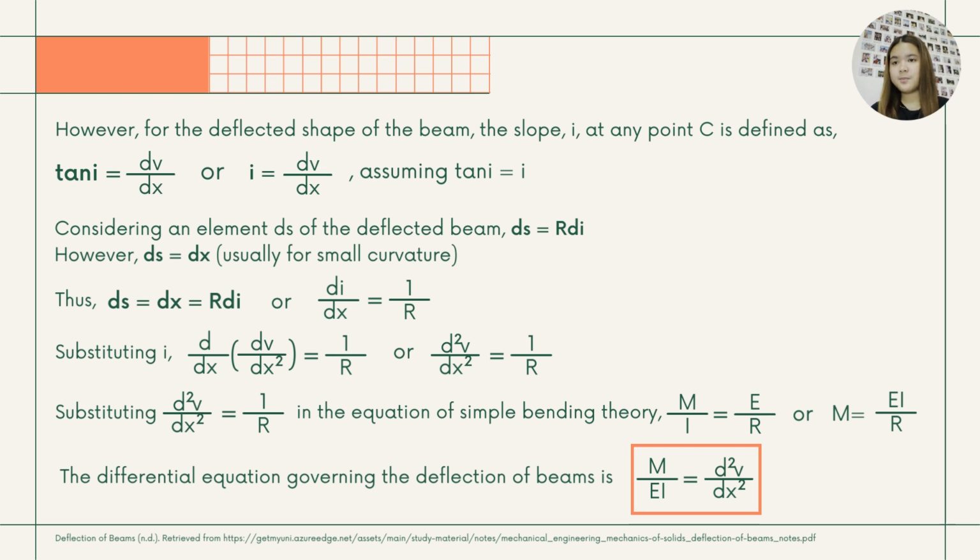Substituting this into the simple bending theory equation, M equals E times I over r, we get the differential equation governing the deflection of beams, or the deflection curve v. M over E times I equals the second derivative of v with respect to x.